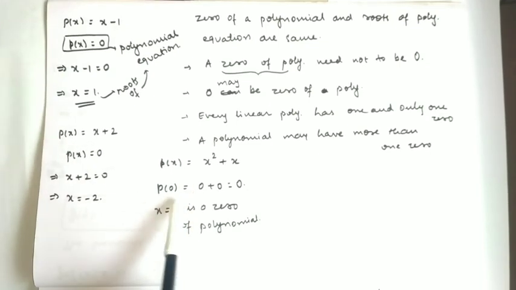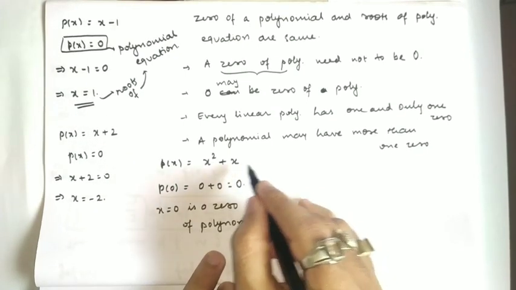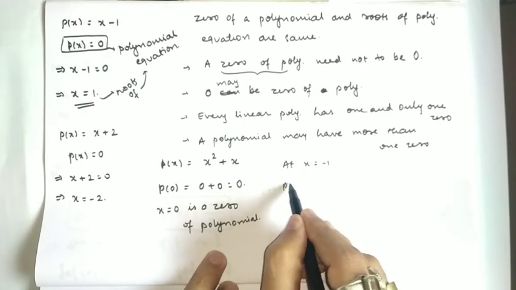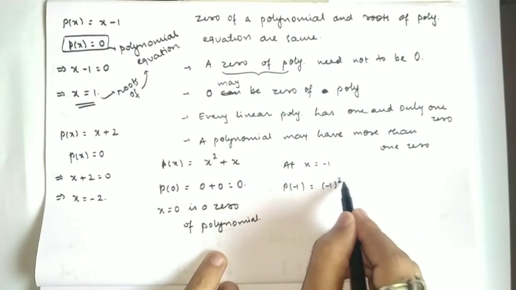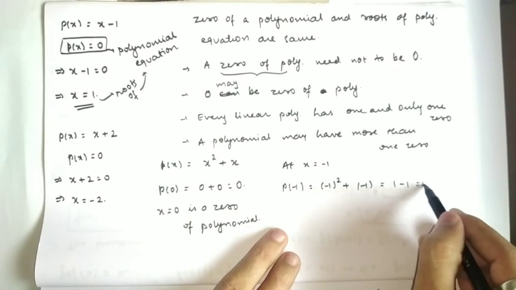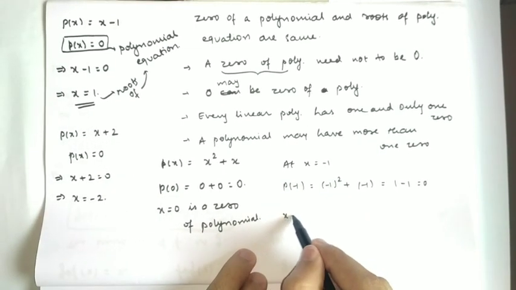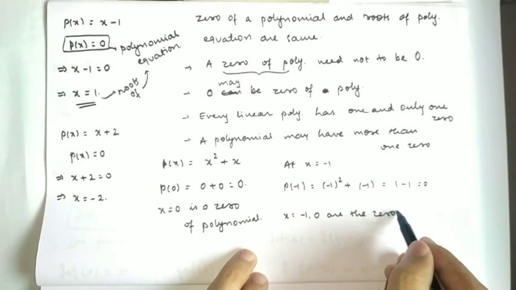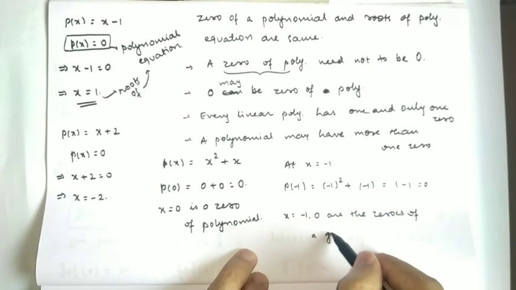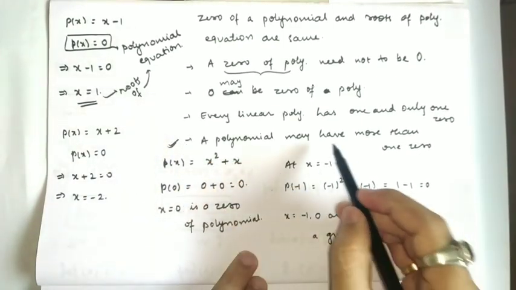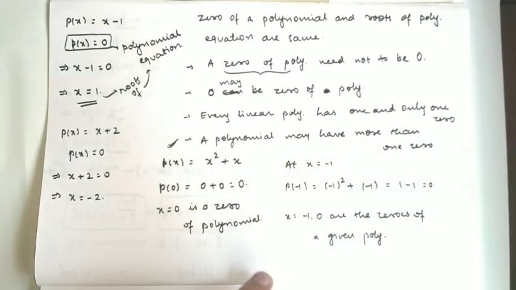For this particular example, we got x equals to 0 as a 0 of a polynomial. But can we find one more number which can prove this 0? So let's say at x equals to minus 1, p of minus 1. So minus 1 square plus minus 1, and minus 1 square will be 1 and this will be minus 1, and 0. So what I can say now that x equals to minus 1 and 0 are the zeros of a given polynomial, that satisfy this fourth point, that it may have more than one zero.